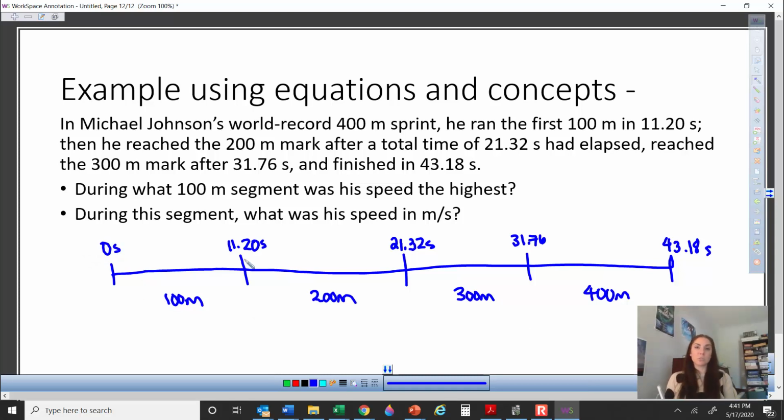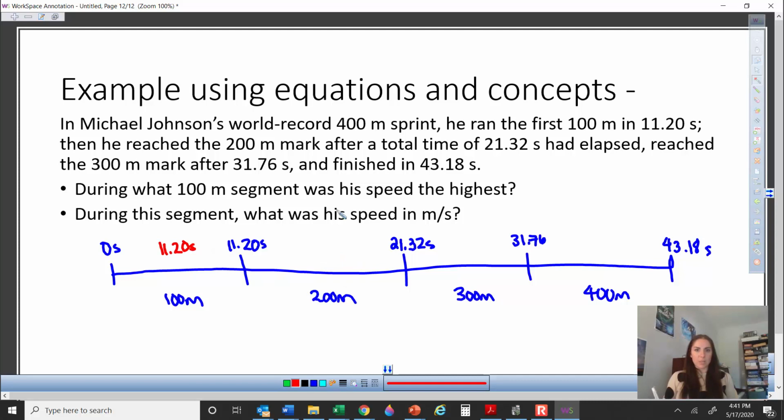So they gave us total time, not segmented time, which is fun because I actually need to know the segmented time to figure out which segment he was the quickest. So with that said, I'm going to find the segmented time by taking the number after and subtracting the number before. So 11.20 minus 0. This is the segmented time.